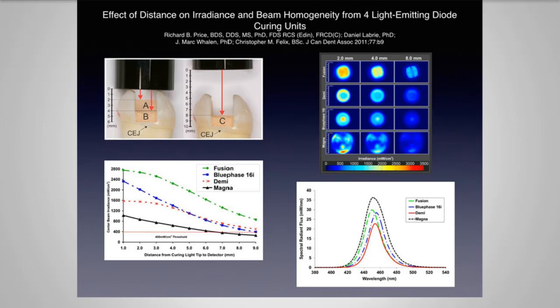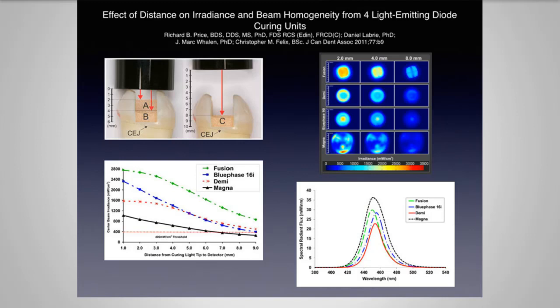The lights that seemed to do best and kept above the 400 nanometer minimum wavelength necessary were, of course, the Fusion, the Blue Phase, and the Demi. Of that, the Fusion light, even at 9 millimeters, still gave some really good output of over 1,000 milliwatts per centimeter squared of energy, and that's been one of the most critical aspects.